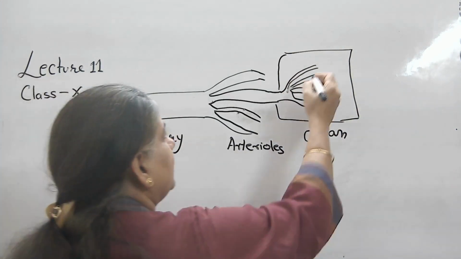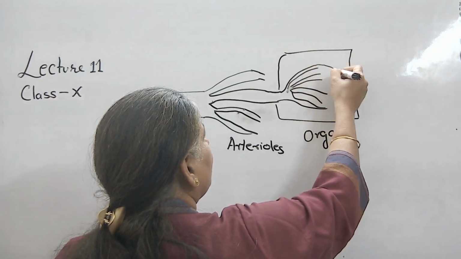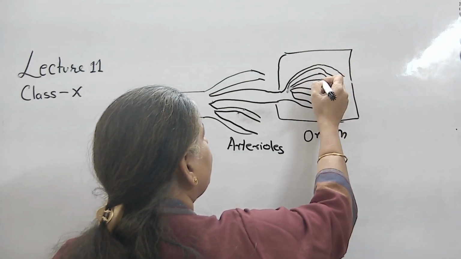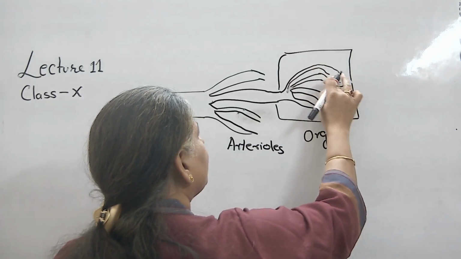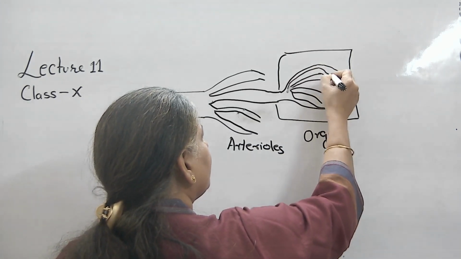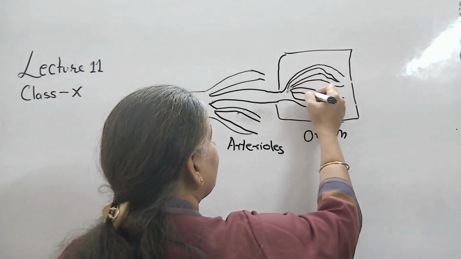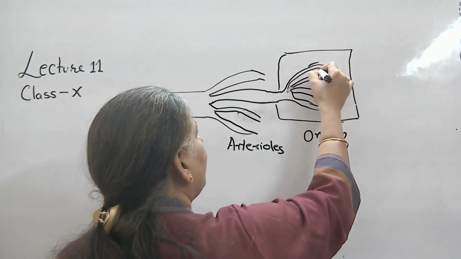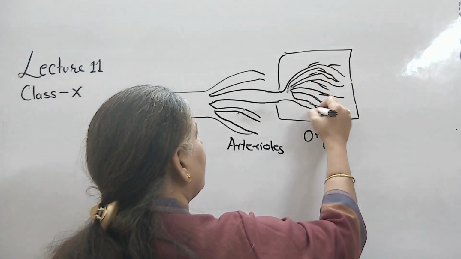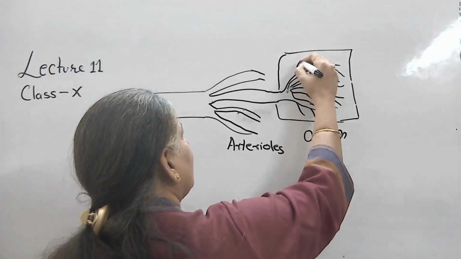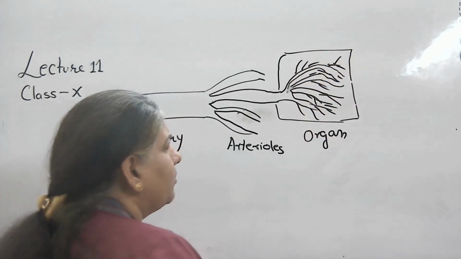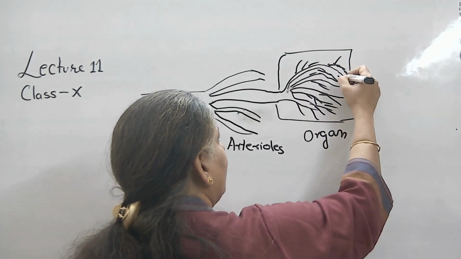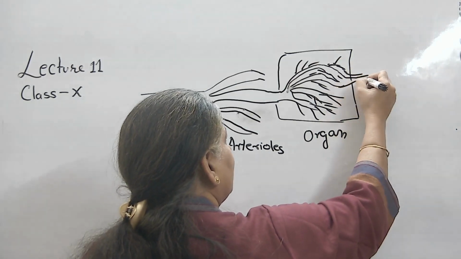And these finer vessels will again finally join this networking. I'll make it simple. This will be highly branched, so it increases the surface area. So these capillaries start, when they exit the organ, they exit as venules.